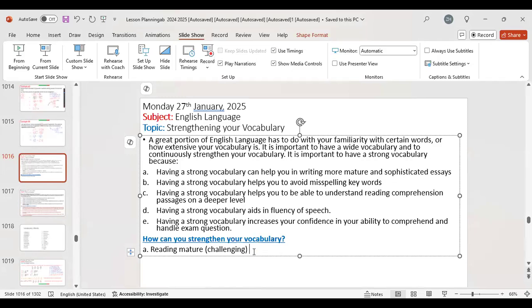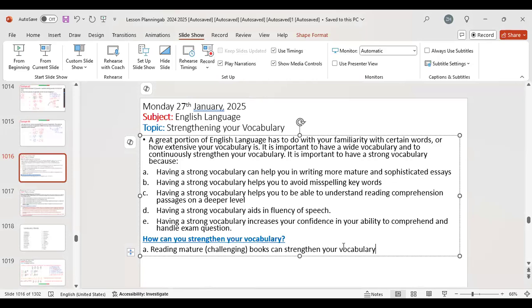You want to read stuff that is challenging. So, reading mature, challenging books. Do you mean the encyclopedia? Encyclopedia is good. Like Harry Potter? Harry Potter can strengthen. It depends on your level. Shakespeare. It has to be challenging. That's the most important thing. Moby Dick. Reading mature and challenging books can strengthen your vocabulary.